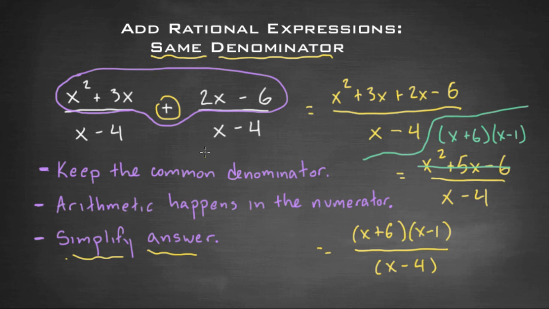So keep the common denominator. Make sure the arithmetic happens only in the numerator when you have a common denominator already. And then when you're done, combine like terms and simplify by canceling any common factors.